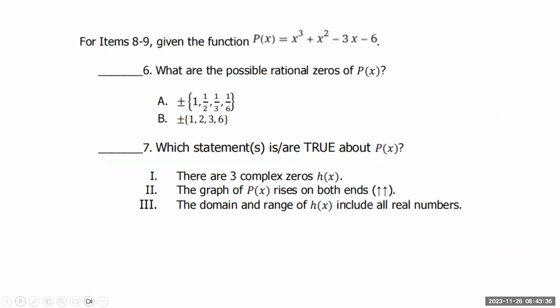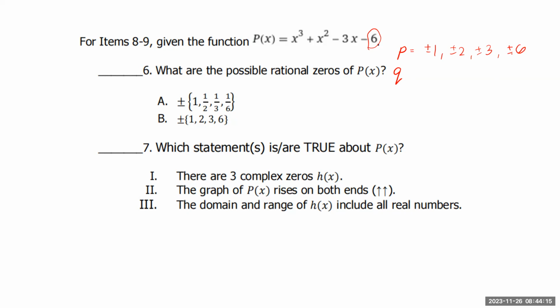Number 6, given the function p of x, we are getting the possible rational zeros of p of x. And to do this, we need to remember the rational root theorem. So to use that theorem, we need to find the p and q. So p stands for the factors of the constant term. Since the constant term here is 6, the factors of 6 are plus minus 1, plus minus 2, plus minus 3, and plus minus 6.